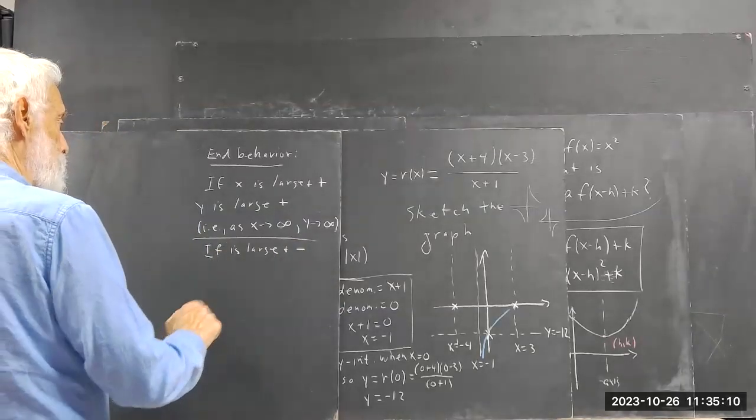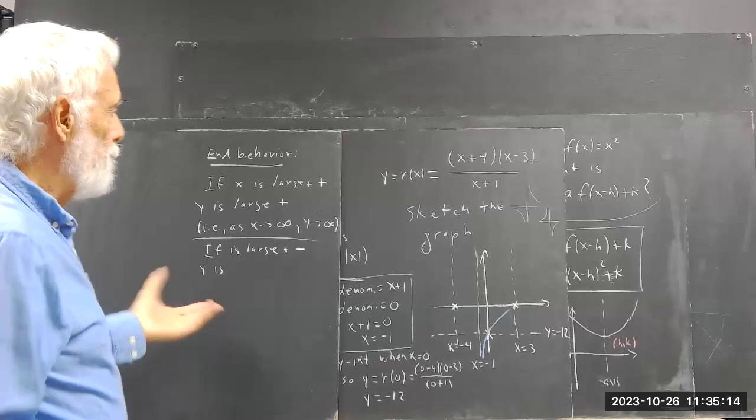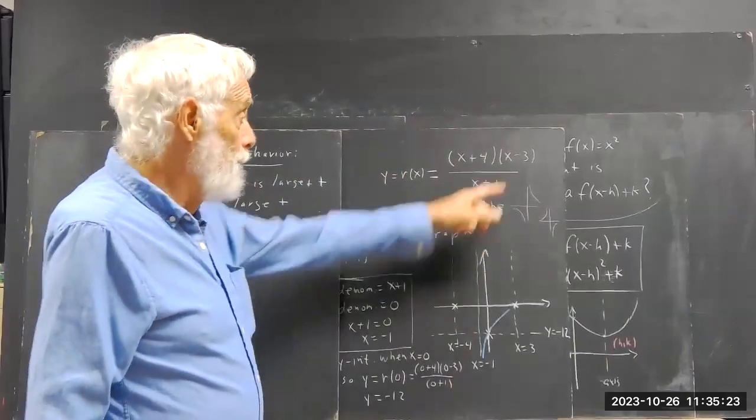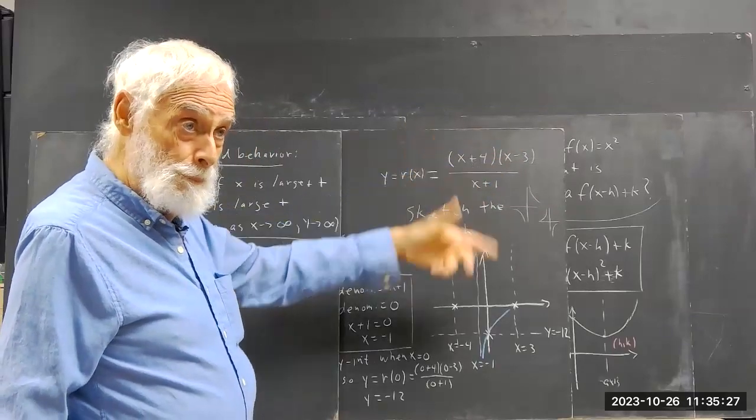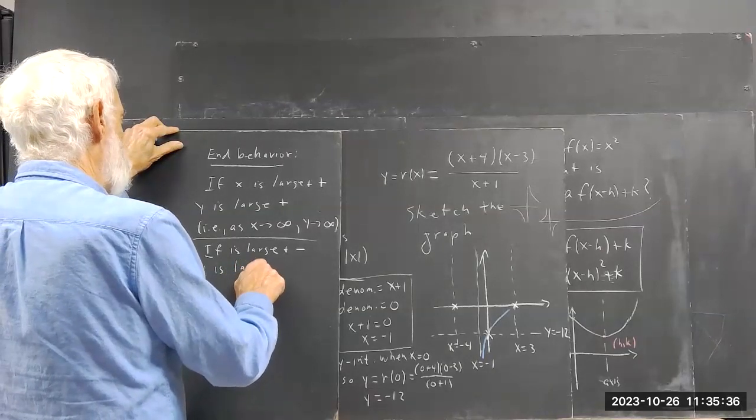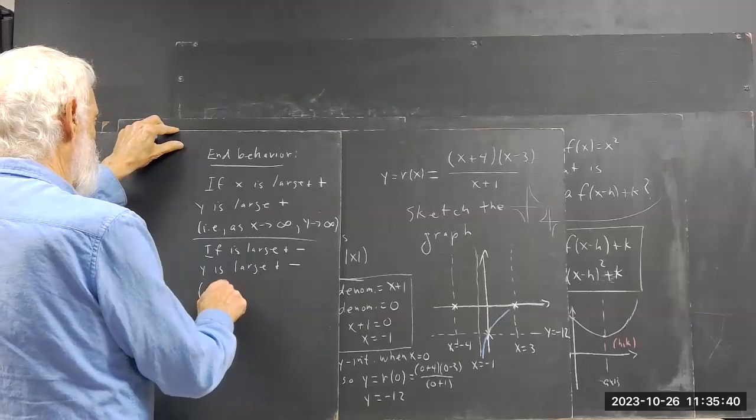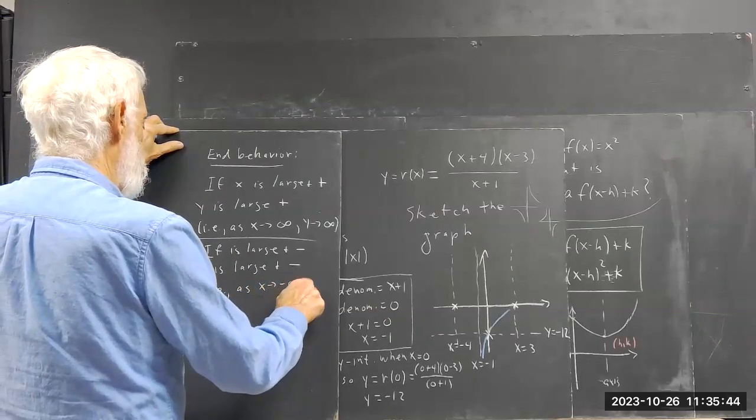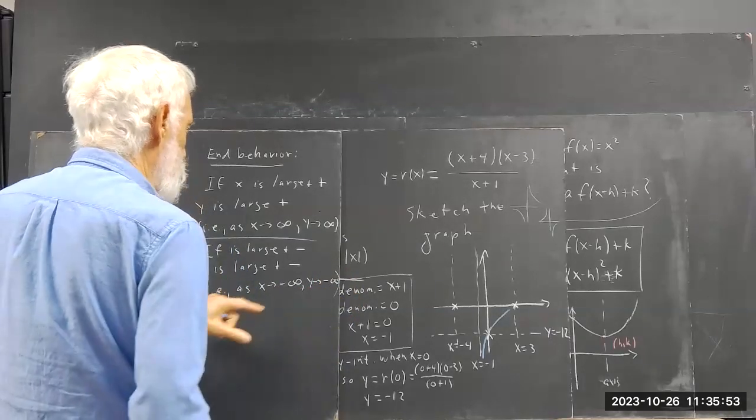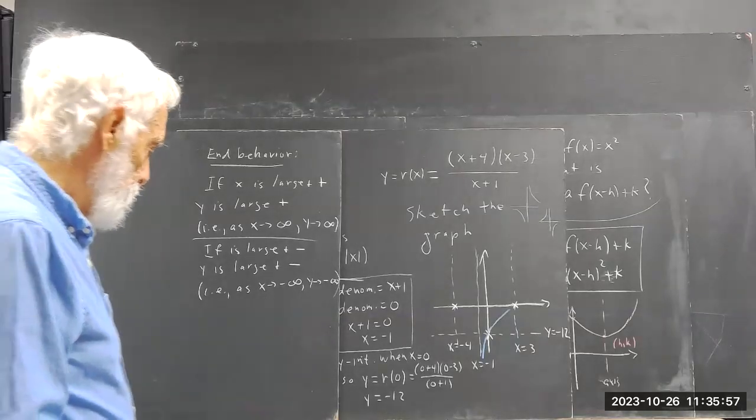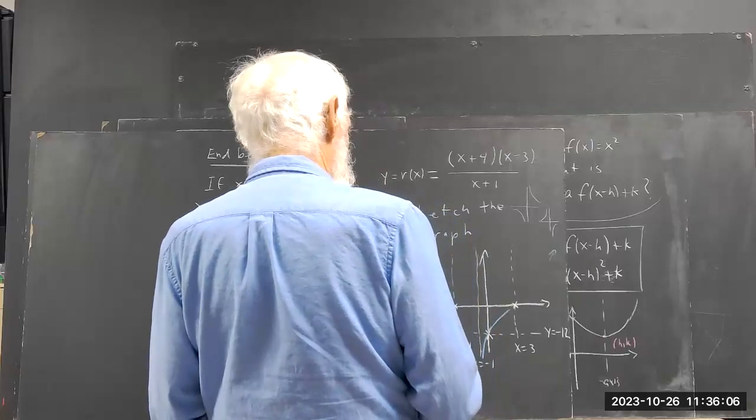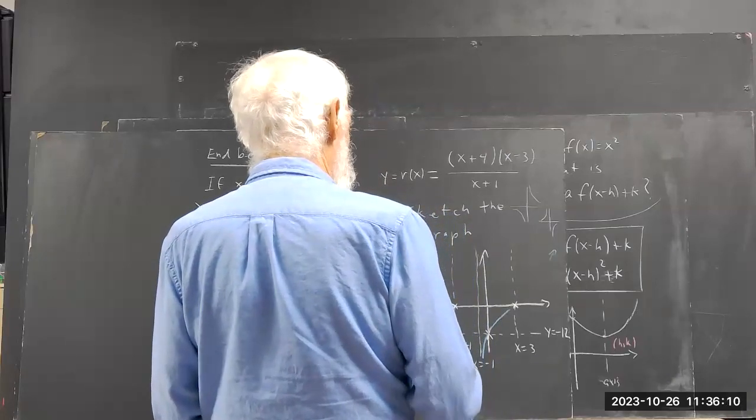If x is large and negative, y is what? Well, if x is negative 1,000,000, you've essentially got negative 1,000,000 times negative 1,000,000 divided by negative 1,000,000. And one of these negative millions divided by this negative 1,000,000 gives you 1. And it still leaves you negative 1,000,000, which is large and negative. In other words, as x goes to negative infinity, y goes to negative infinity. So we can sketch an arrow like that, and over here, an arrow like this.